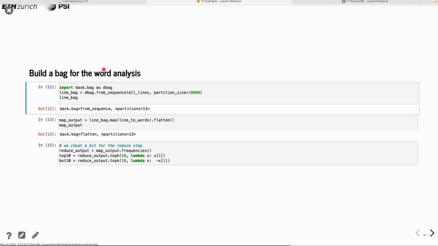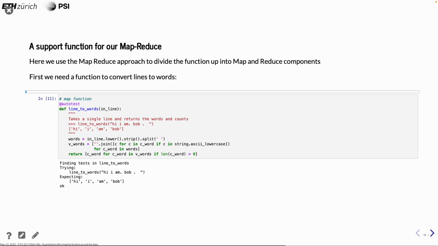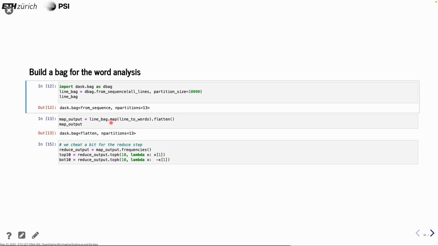Then we take this, create a task bag from the sequence of all the lines and say that it needs to be partitioned. So that actually says how large chunks we want to work with. And then we can see how to get this splitting with the help of line to word. That's the mapping part. It's actually using this function that splits up. And then it applies it, flattens it, and then we can get the top 10 and we can get the bottom 10, applying the lambda, which only tells that we want to look at the end of the array.